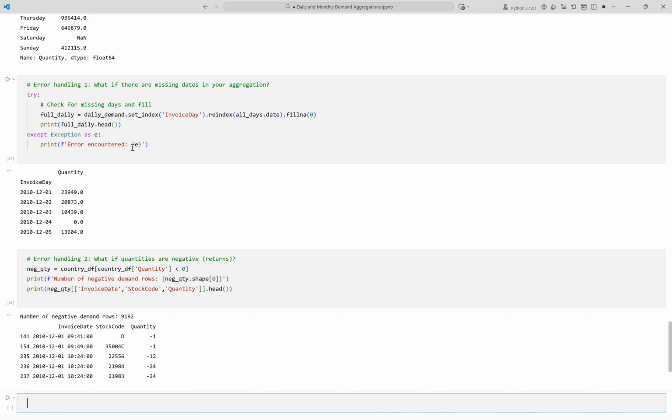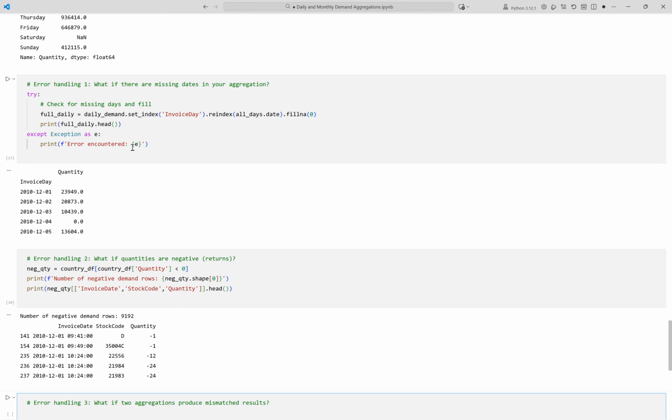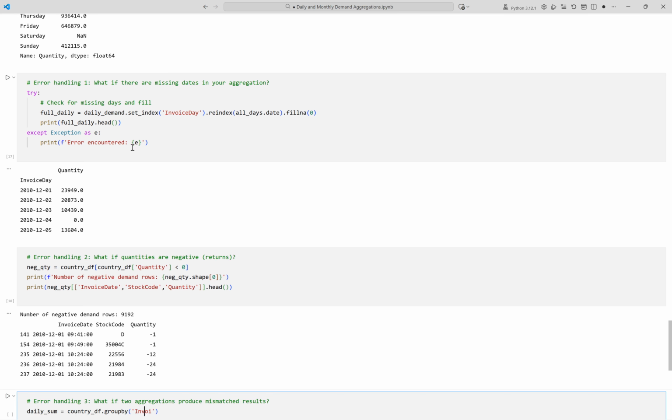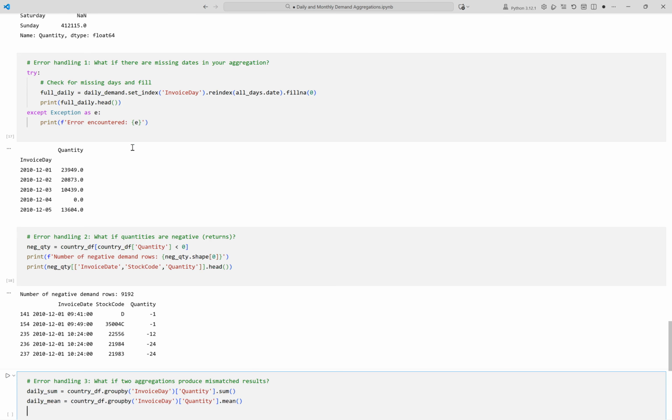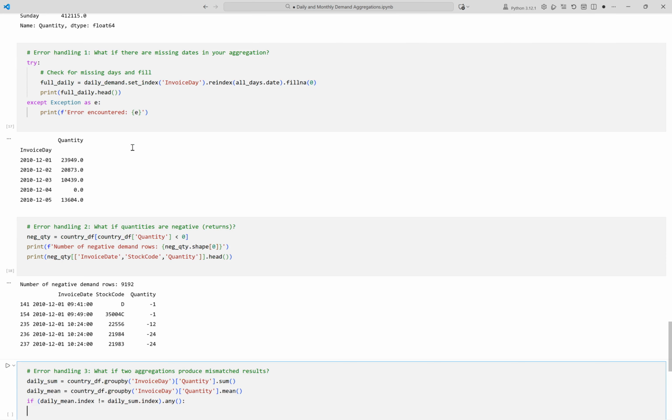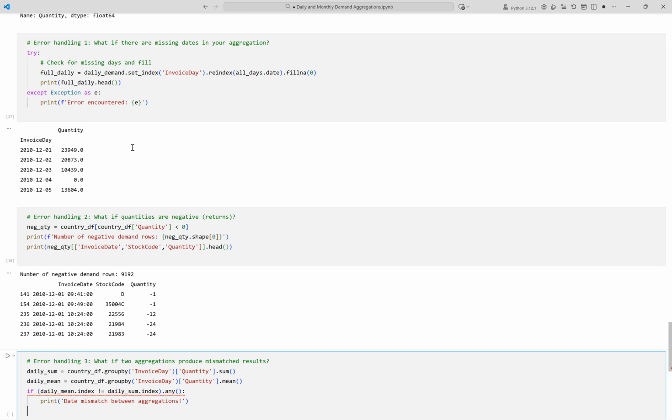Sometimes operations analysts join 2 time series incorrectly. We aggregate 2 ways, by sum and by mean, both by date. We compare the indexes, dates, side by side. If they do not match, we alert the user. If they do match, we confirm safe usage. Catching these mismatches saves hours of debugging.